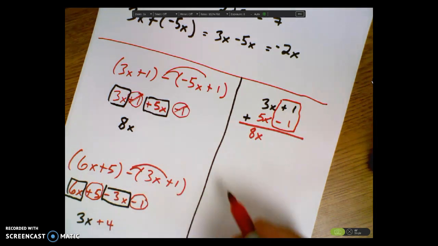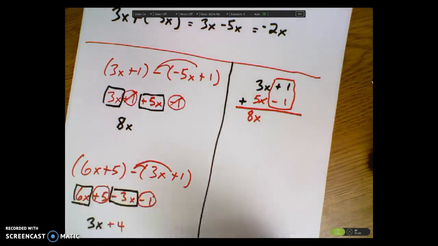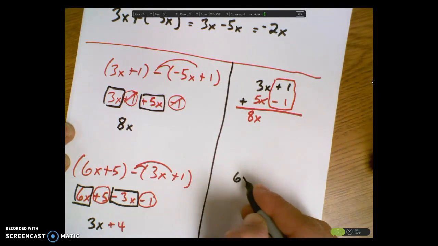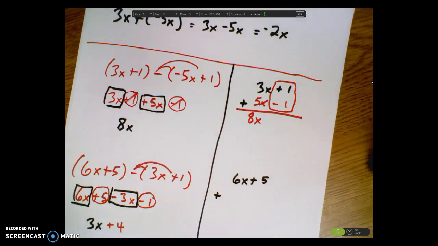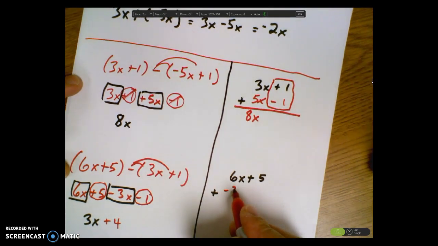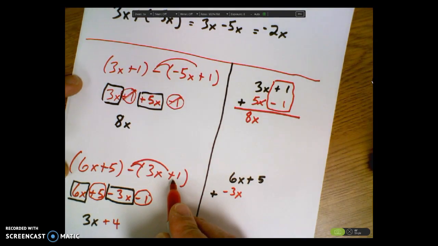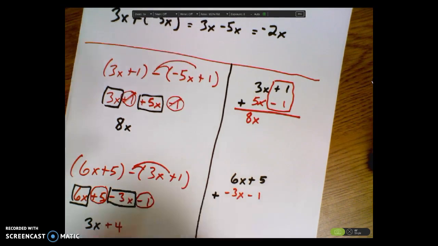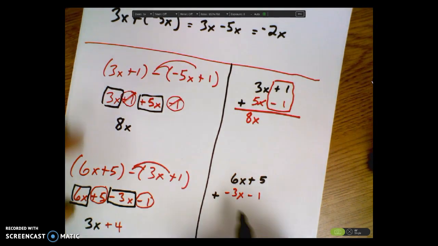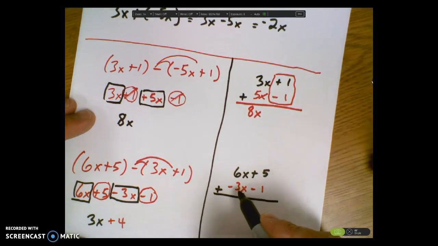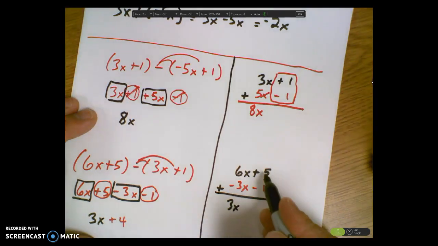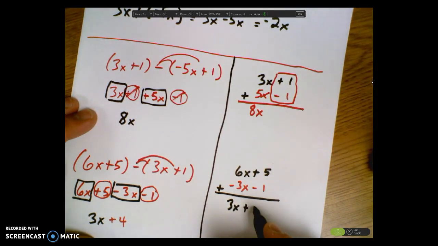All right, so let's take a look at our second problem. Again, we're going to write the first just as we see it. We're going to add the opposite. So the opposite of 3x is negative 3x, and the opposite of 1 is negative 1. And again, I am just really looking at 6x minus 3x, because 6x plus negative 3x is 6x minus 3x. So when I do that, 6x minus 3x is 3x, and 5 minus 1 is positive 4.